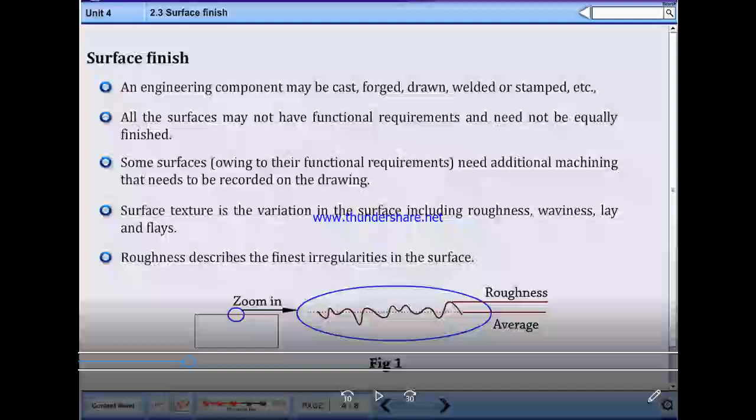Surface texture is the variation in a surface including roughness, waviness, lay and flaw. Roughness describes the finest irregularities in the surface. Please note down the information.